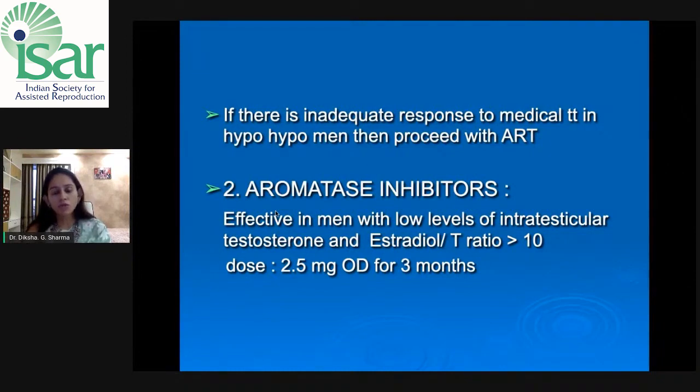Another promising approach of medical treatment is with aromatase inhibitors. These are effective in men who have low levels of intratesticular testosterone. If you select those males who have an estradiol to testosterone ratio of less than 10, then they show a good effect to aromatase inhibitors. I usually like to test those males, especially those who are obese, and if the hormones are abnormal, then proceed with aromatase inhibitors. At least give for 3 months, 2.5 milligrams single daily dose.